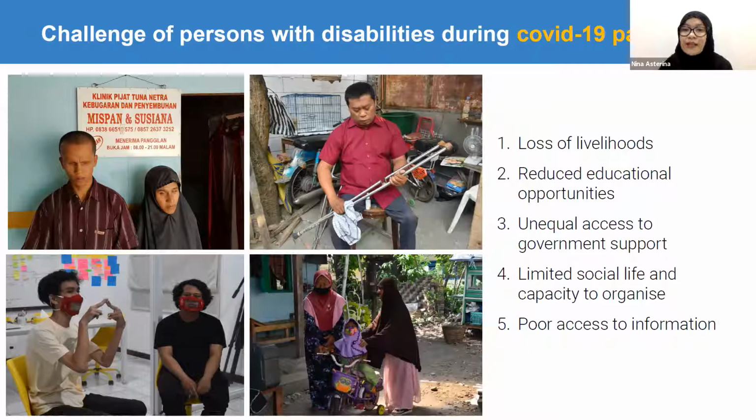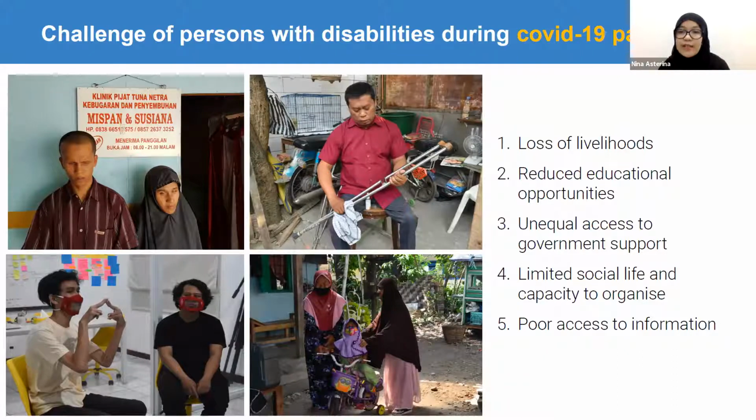The first one is loss of livelihoods. In the first image, we can see persons with visual impairment having difficulties continuing their massage enterprise because, due to the limited physical and social distancing, they lost their livelihoods for a couple of months. And then the second one is reduced educational opportunities, especially for children with disabilities with limited internet connections from the parents. And also those persons with hearing impairment struggle to understand the learning process during these pandemic situations.